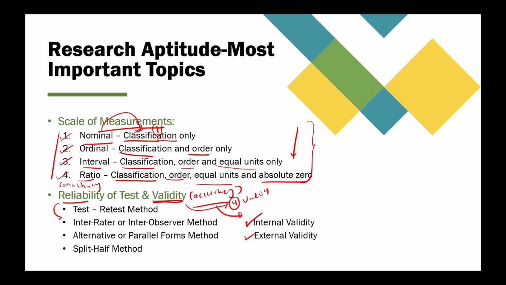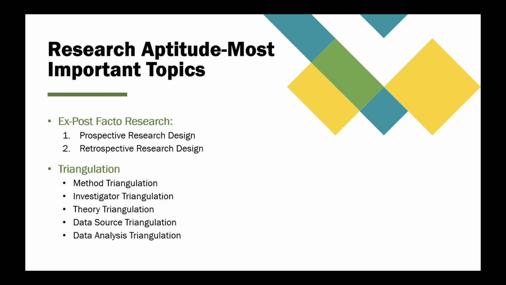With respect to reliability, you have to read up on the test-retest method, inter-rater or inter-observer method, alternative or parallel form method, and split-half method. Out of these, the split-half method is very, very important. And these are the two.